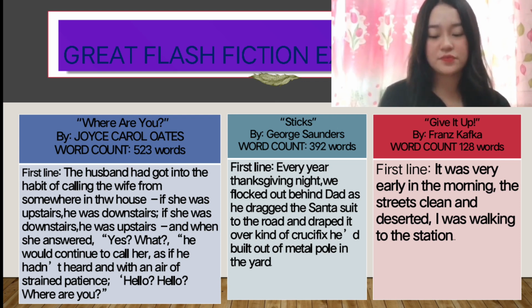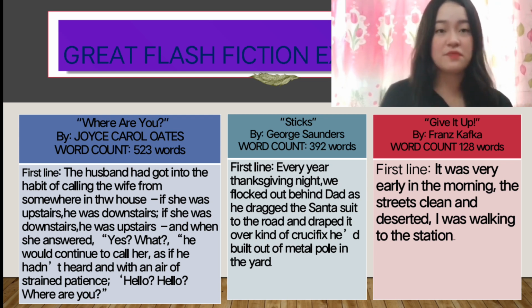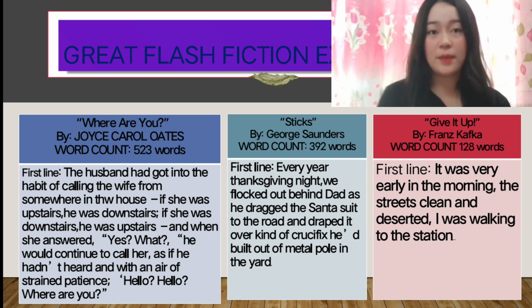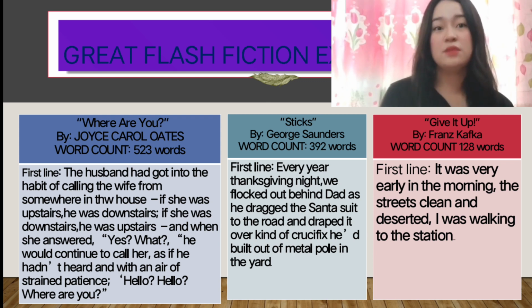The second example is entitled Sticks by George Saunders, published in 1995. It is a story about a dad and his odd hobby of decorating his pole in the backyard and in the front yard. But what the story is really about is the dad's struggle with his relationship with his kids and his struggle with his inevitable death. The word count is 593 words.